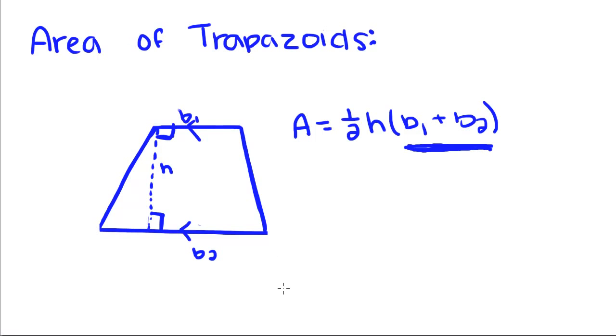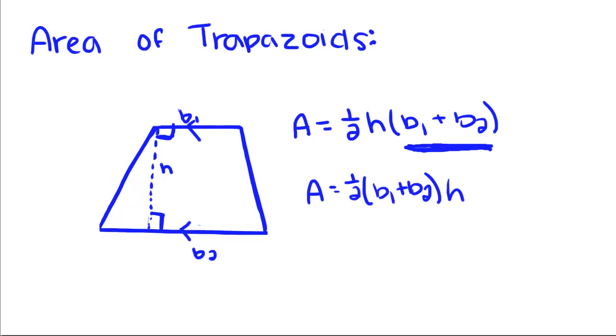Since you can never have a trapezoid with equal bases, we have to take the average of the bases. So we're going to take 1/2 (b1 + b2), which is how we are going to find the average, and then we multiply it by the perpendicular height, just like we do in a parallelogram.